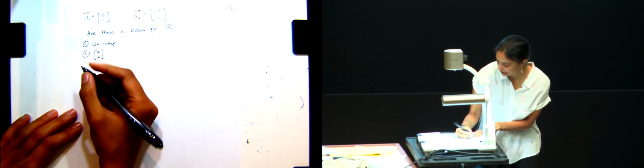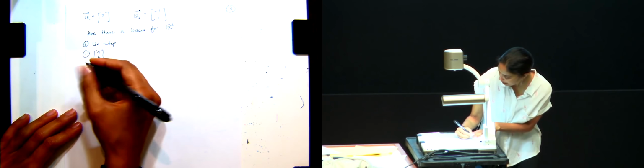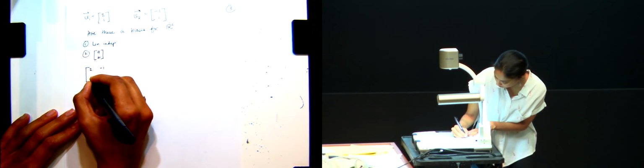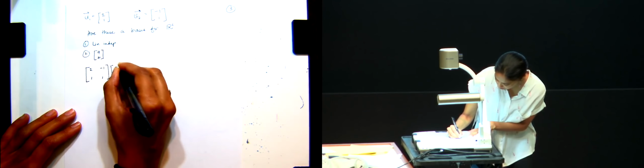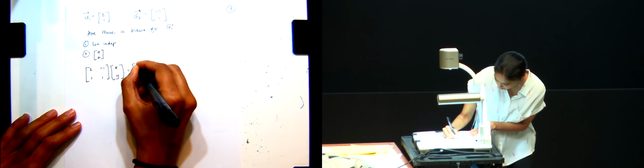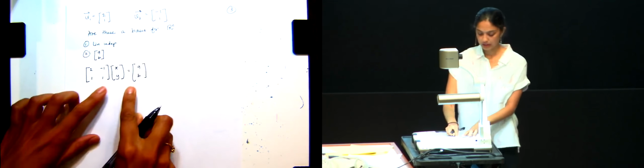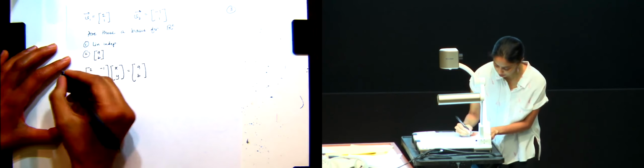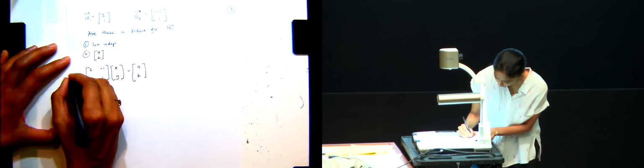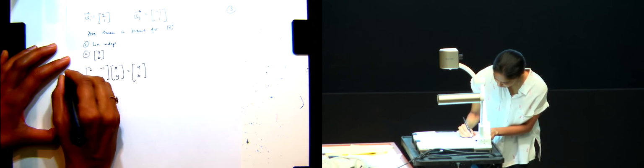So what that means is, can I find an x and a y such that (a, b) is a linear combination of these two vectors, right? So here I'm writing this basically v1, v2.